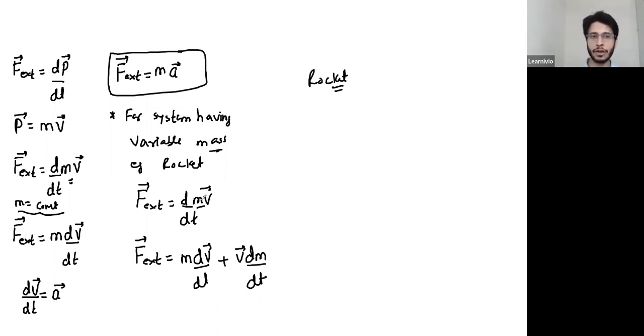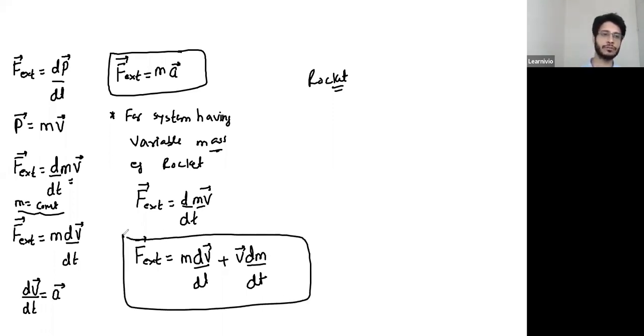The rule says first assume any one of the terms as constant. So I assume M to be constant and differentiate V. Then take another term: I differentiate M and take V outside. This is the expression of force for a system having variable mass. If a system has constant mass, then this is the expression of force, F equal to M a.